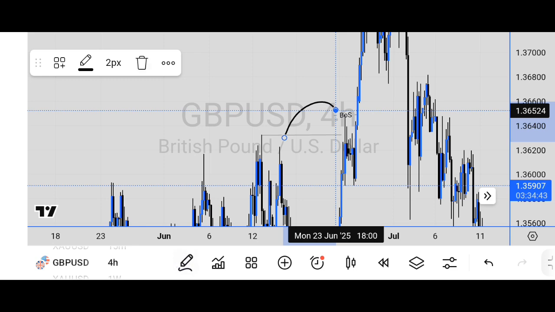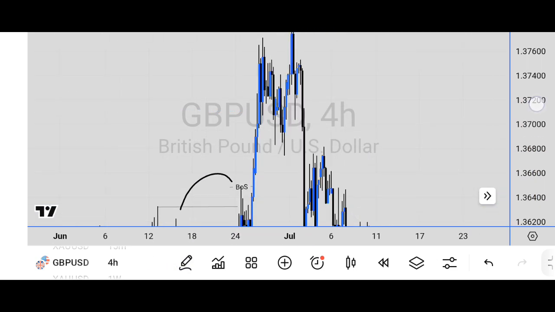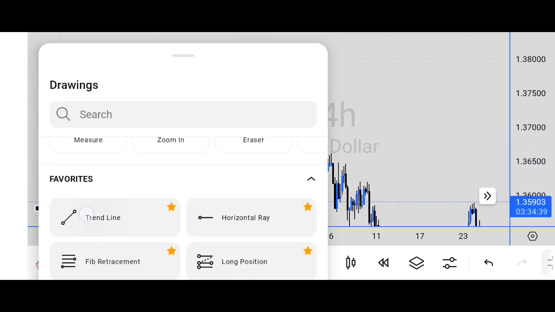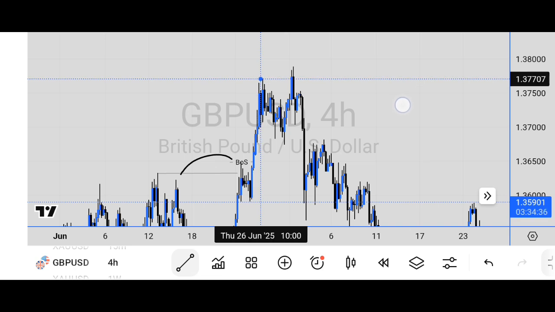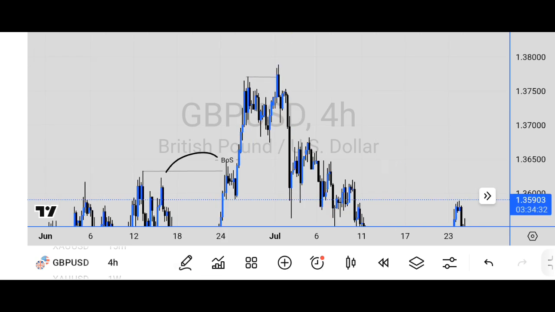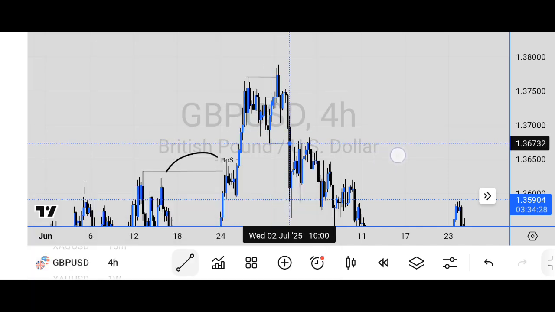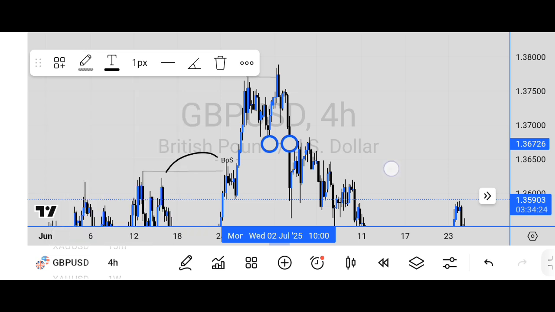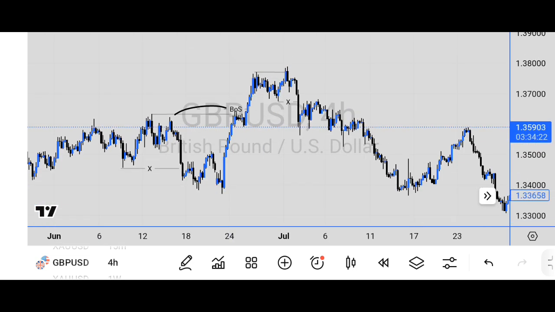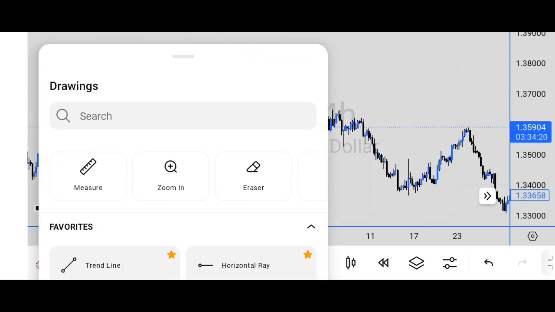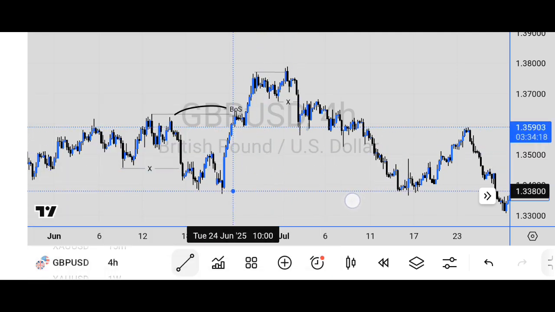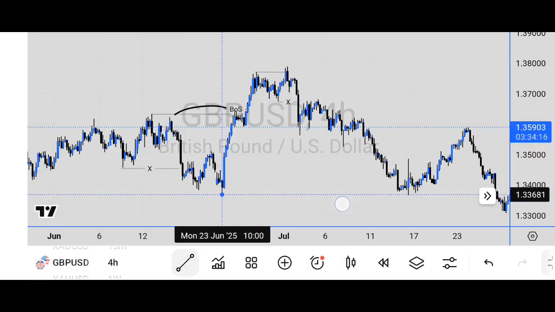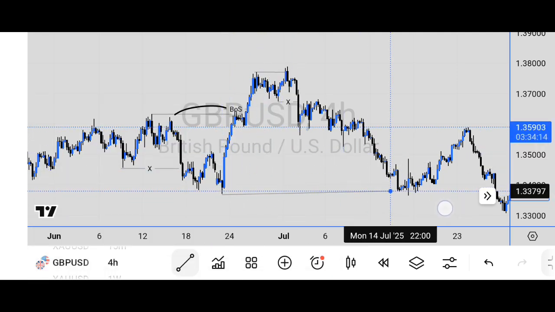You understand? So now after our break of structure, we had a break of high. This is just a break of high, and then this becomes our inducement. So after our inducement, where is our major structure chalk? That is our change of character. We have our major structure chalk sitting right here.